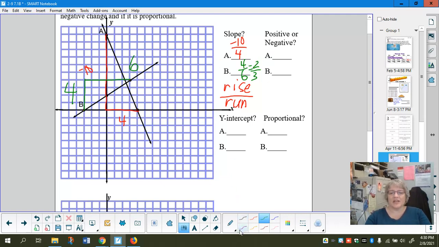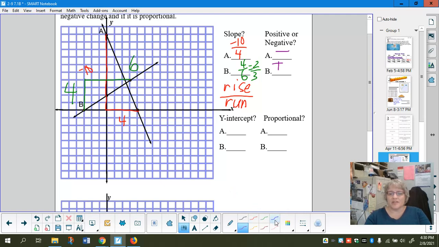Okay, so positive or negative? Well, we can look at the slope itself for that. The slope of this one is a negative divided by a positive, which is a negative. And this one is a positive divided by a positive, which is a positive. You can also look at the line. If the line is going uphill when you go left to right, it's positive. If it's going downhill left to right, it's negative.